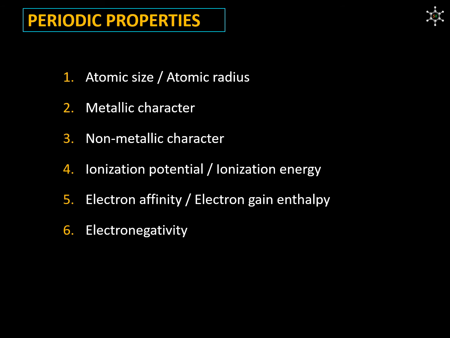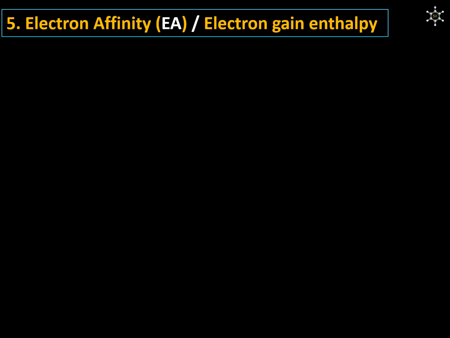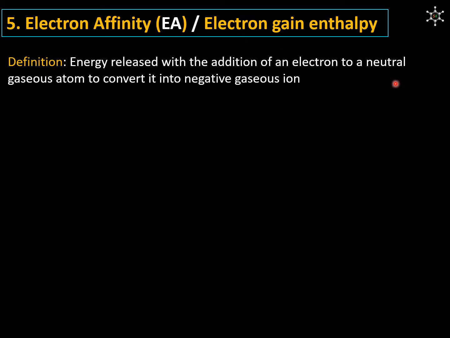In this video, we will be discussing electron affinity and electronegativity. Electron affinity is also called electron gain enthalpy. In short, it can be abbreviated as EA. Coming to the definition, electron affinity is the energy released with the addition of an electron to a neutral gaseous atom to convert it into a negative gaseous ion.